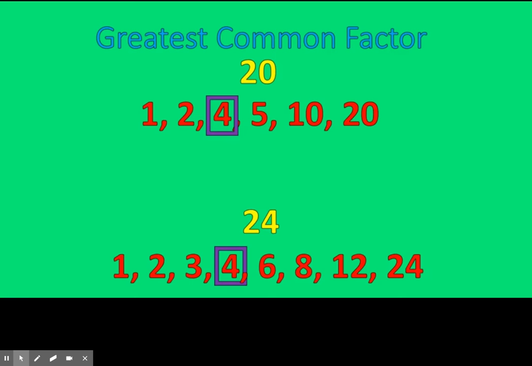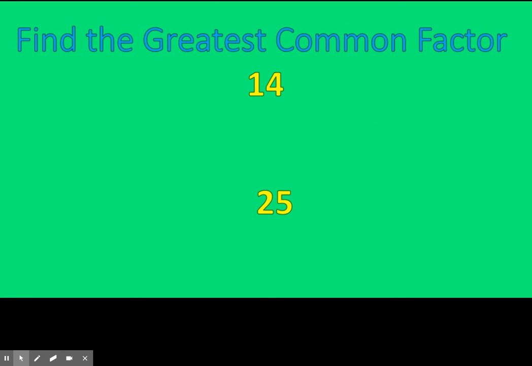Right? So I'll set up a question for you. I want you to find the greatest common factor. Here are two numbers, 14 and 25. Go ahead and identify the greatest common factor. You can pause the recording and go ahead and try that one on your own.